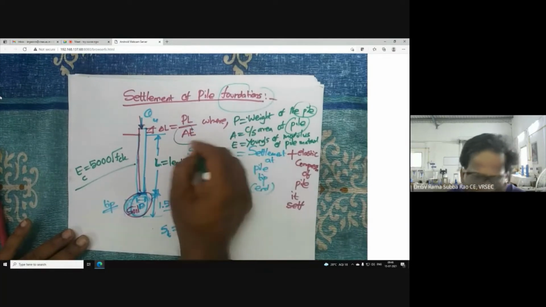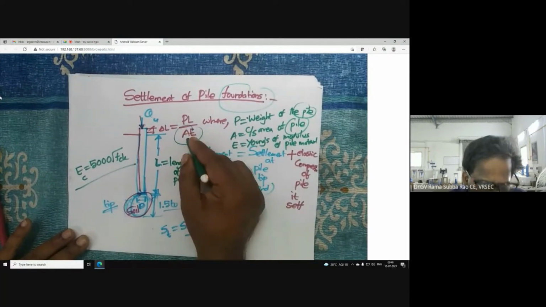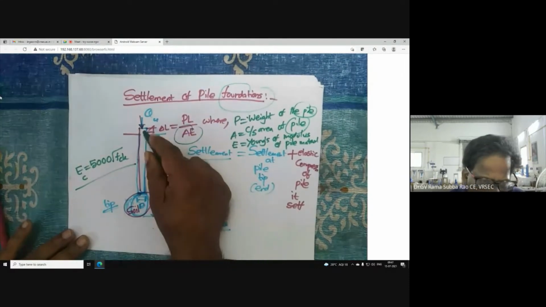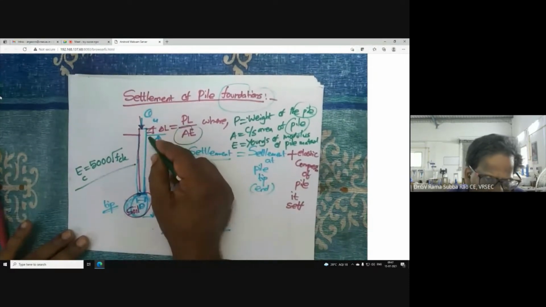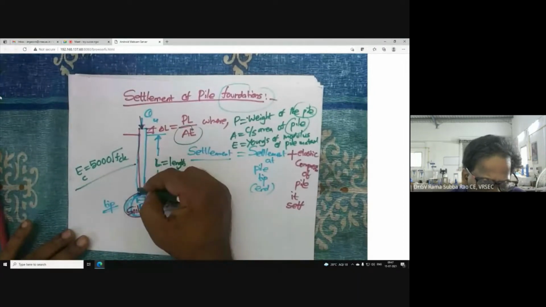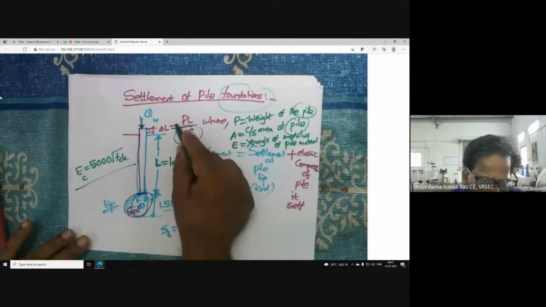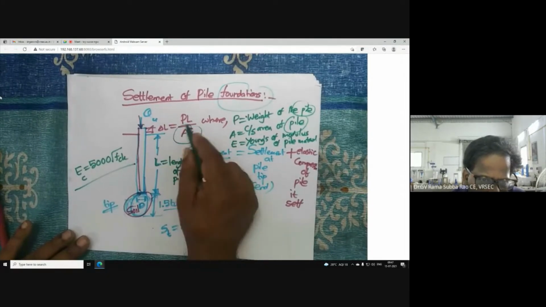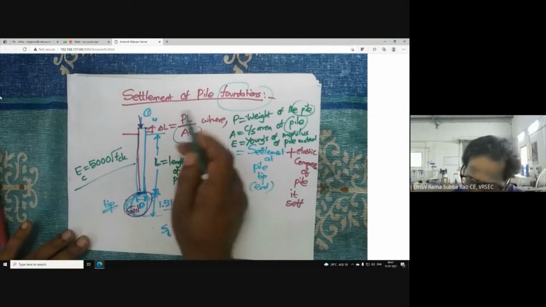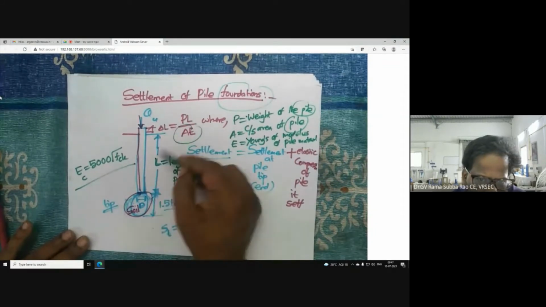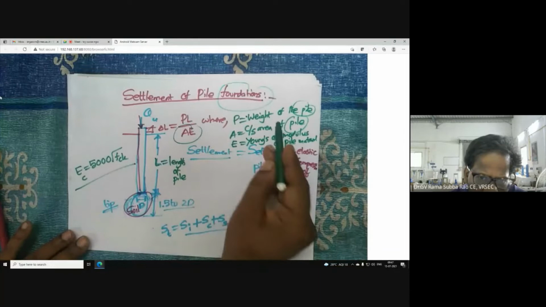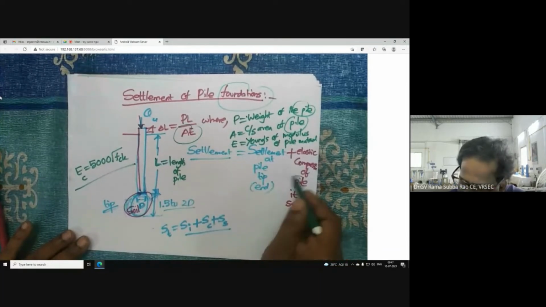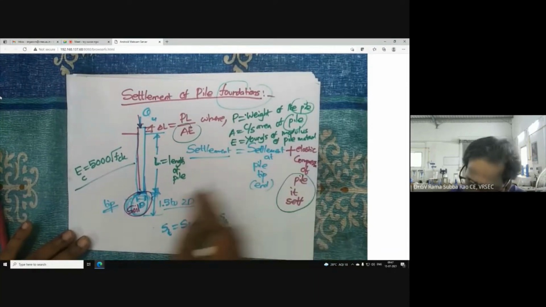You know what AE is? AE is axial rigidity. If your pile is constructed with a strong material, obviously the elastic compression is less because of more axial rigidity. L is the length of the pile. If the length of the pile increases, we can expect an increase in the elastic compression of the pile itself. So plus settlement of the pile.